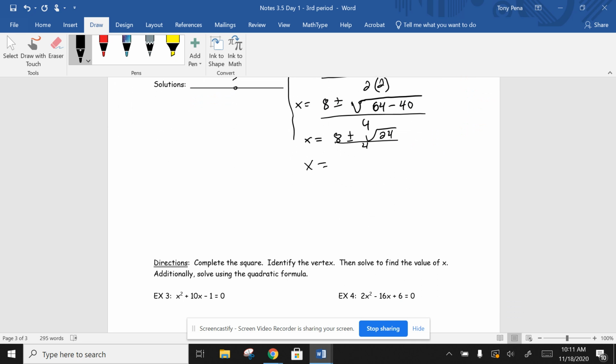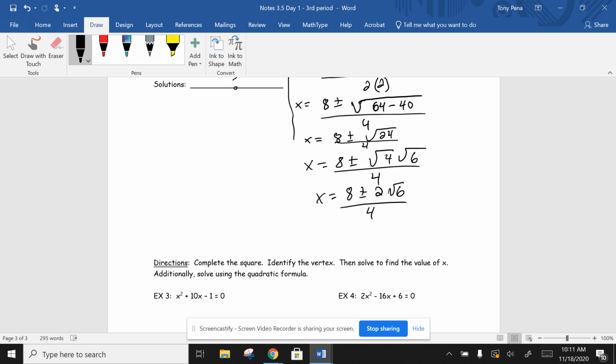Then what we need to do is that 24 needs to get simplified a little bit. So think about the numbers that multiply to be 24, but would be a perfect square. One of them is a nice perfect square. My guess is the first two that you think of, most people would probably go right to the 4 and the 6. And we would get 8 plus or minus the square root of 4 is 2, root 6, all divided by 4.